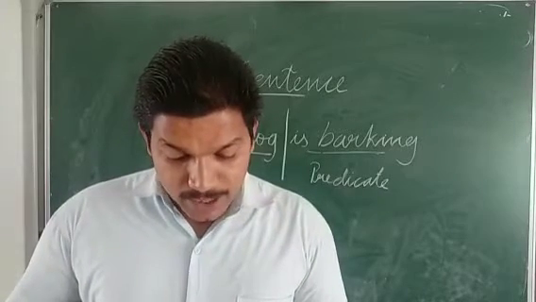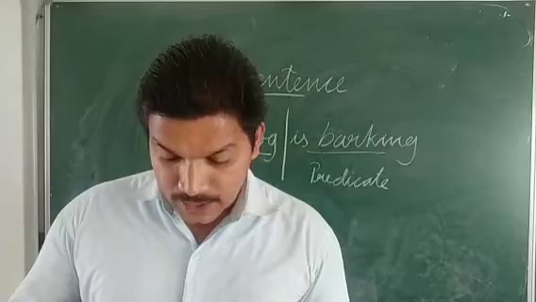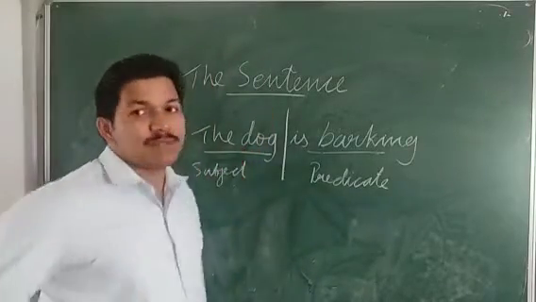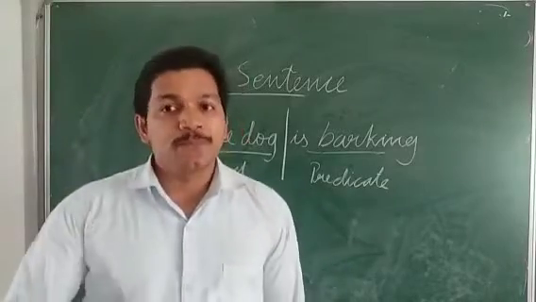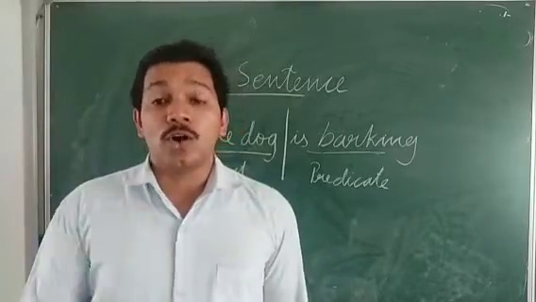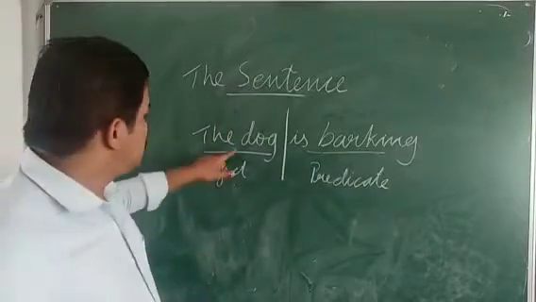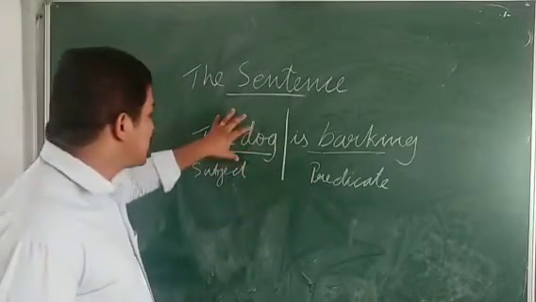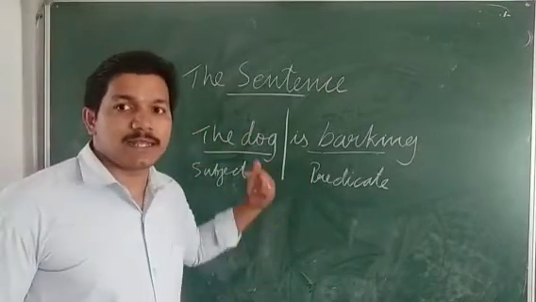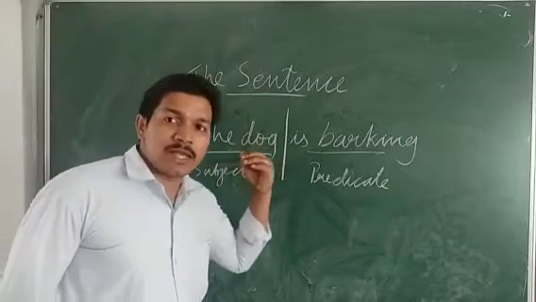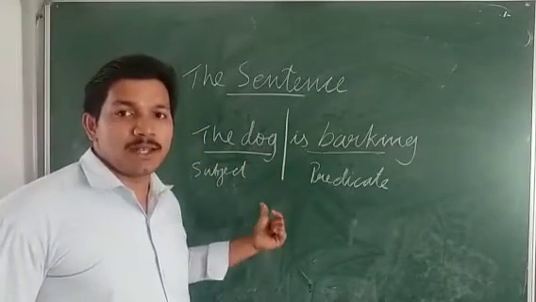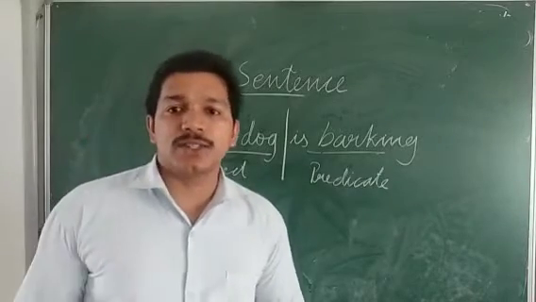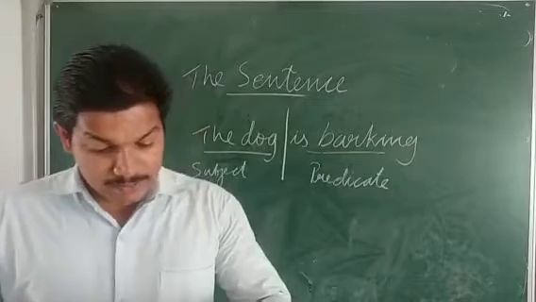We can find the subject by finding the verb and asking the question who or what. In order to understand what the subject is, we ask the question of the verb, who or what. Here, the dog is barking. If you ask who is barking or what is barking, we get the answer, the dog. If it is an animal or a thing, we ask what, and if it is a person, we ask who. The answer that we get is the subject.